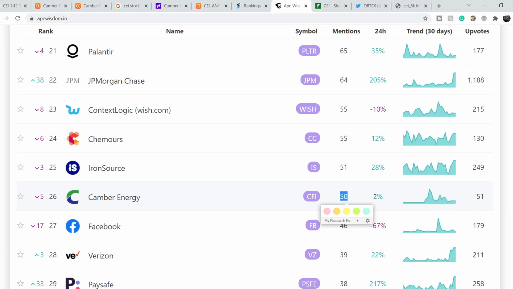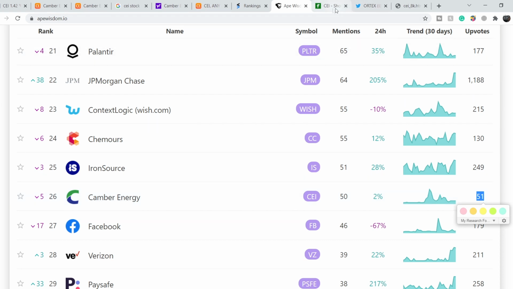It's increased only by 2%. Basically, one mention was added during the last 24 hours. And it has only 51 upvotes. So this means this asset is losing its momentum. And I've told you in my previous video that we are most likely to go to the downside.